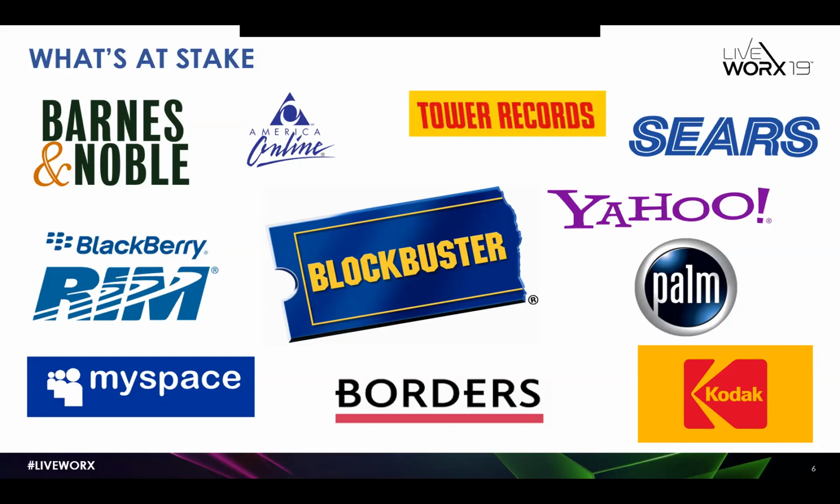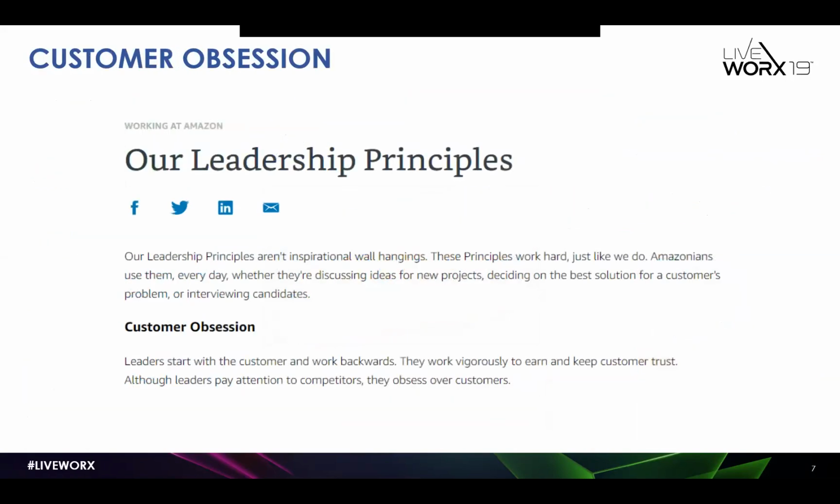Who drives this innovation? Our customers. There are 14 leadership principles at Amazon. One towers above all the others. Customer obsession. You can read this for yourself, but at some point I want to read it out loud and give you a few seconds to think about it. Leaders start with a customer and work backwards. They work vigorously to earn and keep customer trust. Although leaders pay attention to competitors, they obsess over customers.